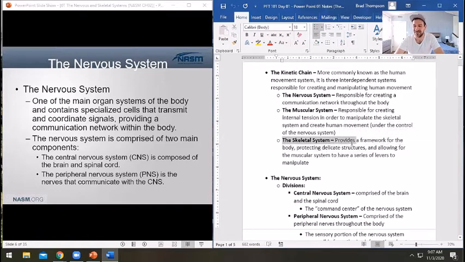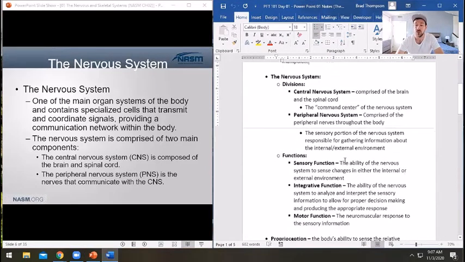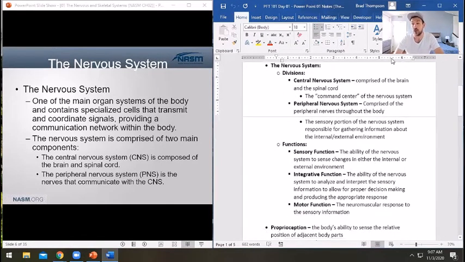The skeletal system provides a framework for the body, protecting delicate structures and allowing the muscular system to have a series of levers to manipulate, right? And so that's our kinetic chain in sort of a nutshell there, right? So today we're going to start off by talking about our nervous system.